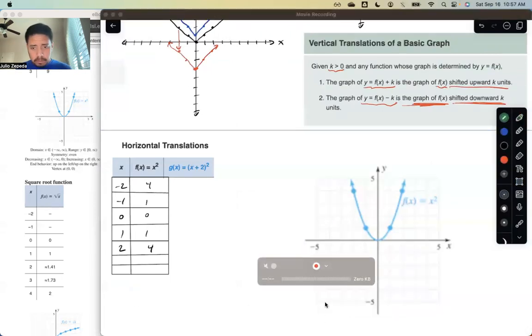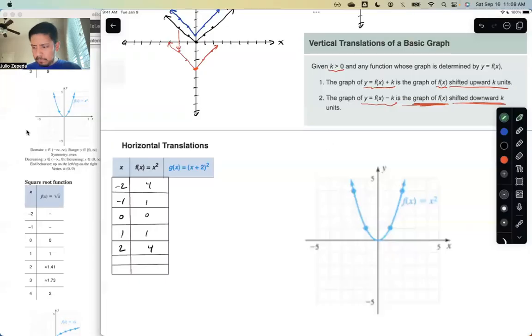Okay, let's see. Okay, so let's take a look here at g of x now. G of x, we'll do it in blue. G of x is equal to x plus 2 squared. And so that we see what kind of transformation takes place here, let's go ahead and plug in -2, -1. Let's plug those in. -2, -2 plus 2 squared. That's 0 squared, or 0.